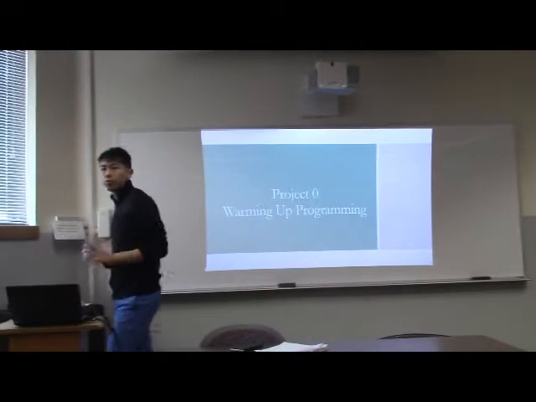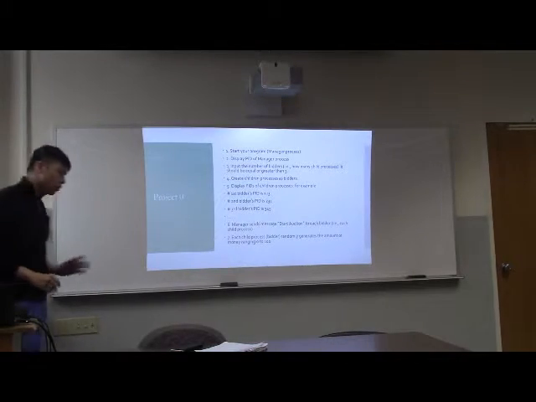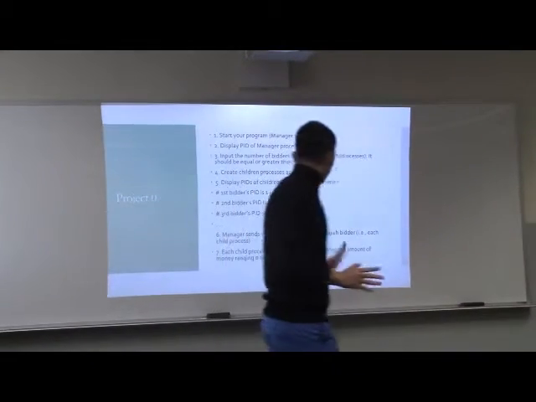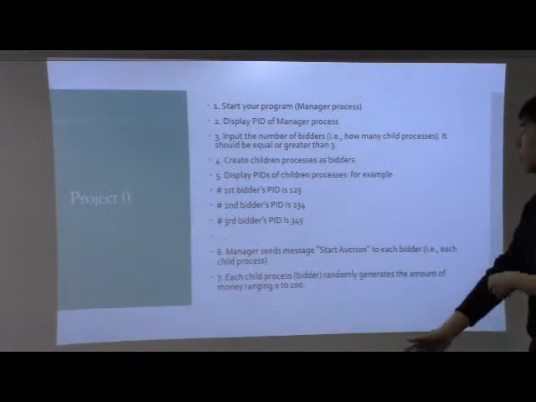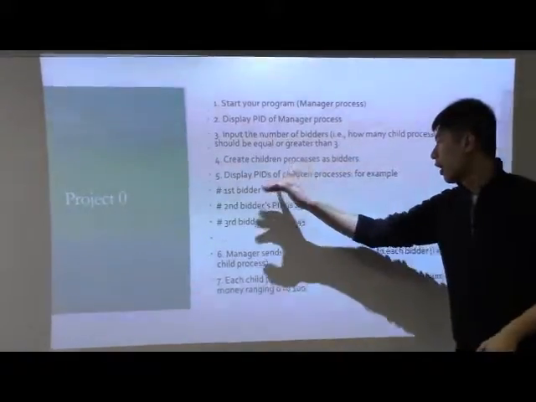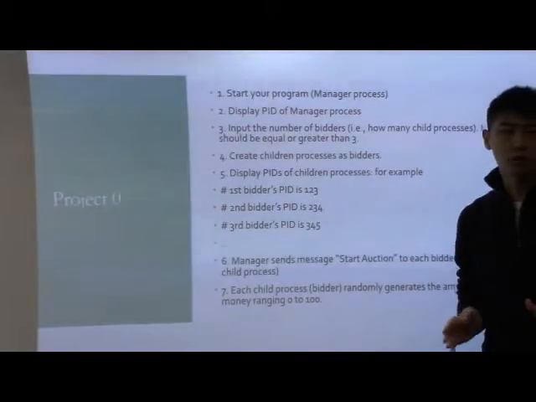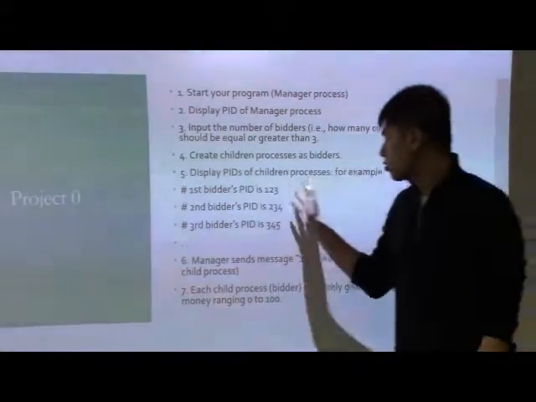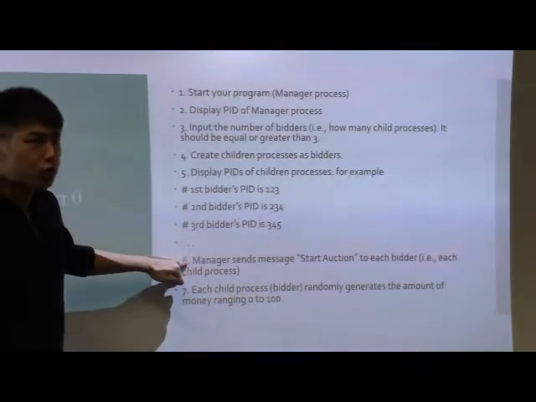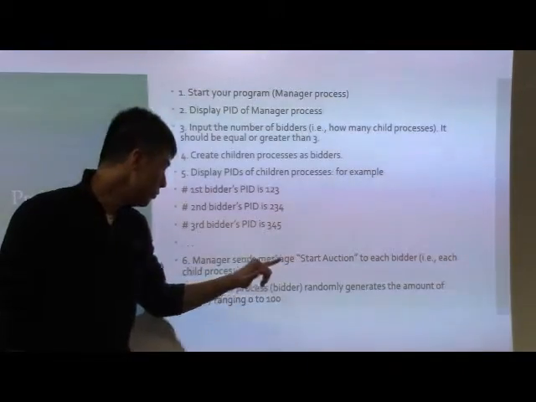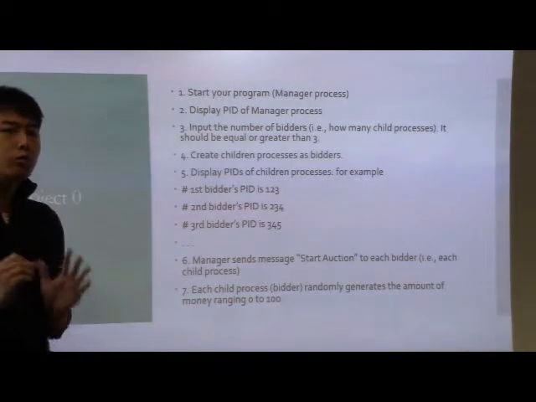I want to talk about Project Zero. This project is like an auction. First, you need to create a child process as the bidder. After you create it, you need to return the PID of the child. Then we start the auction by sending a message, and the child process will return a random number from 0 to 100.